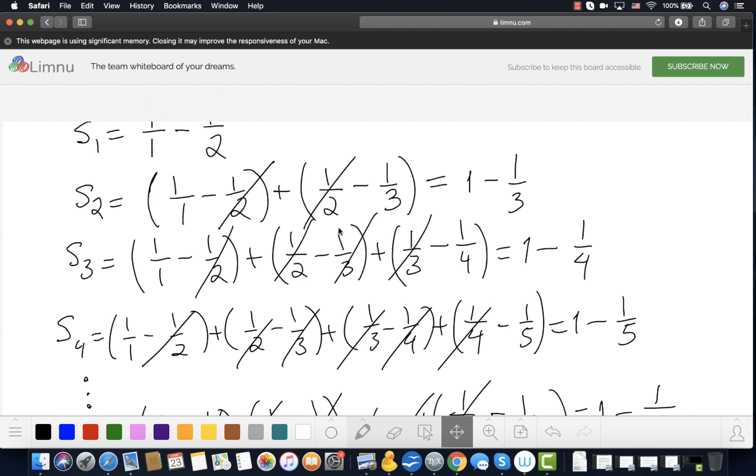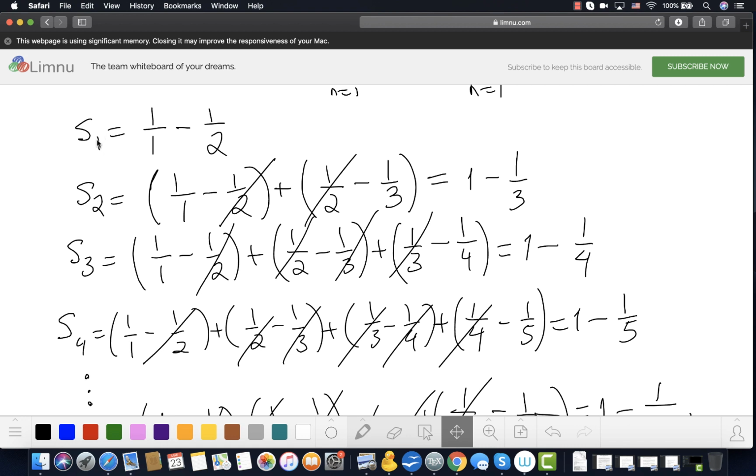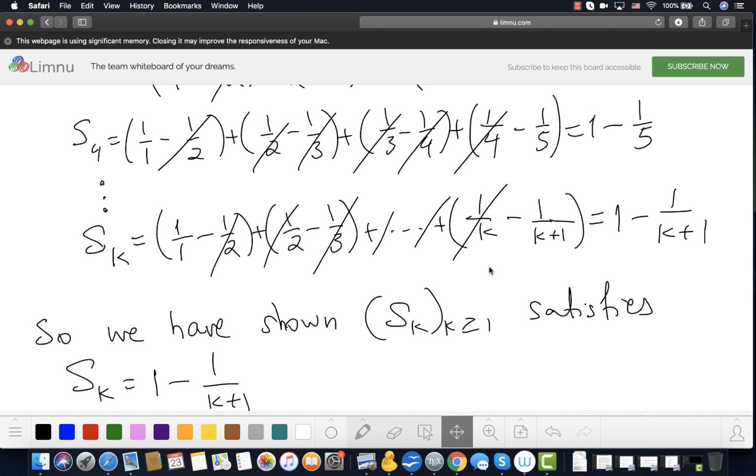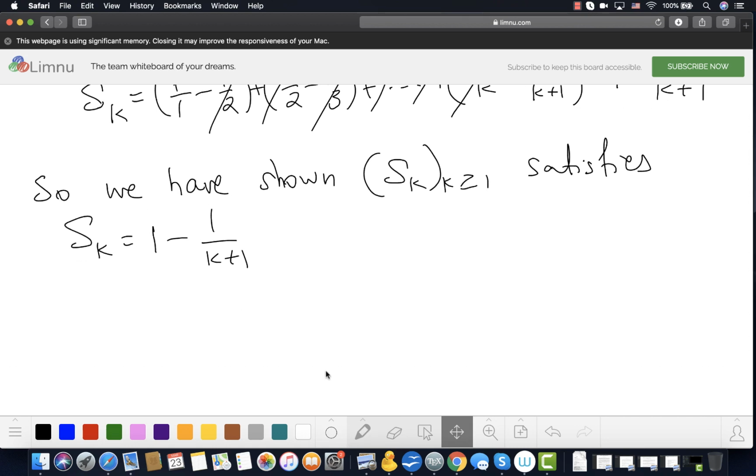So we already saw the pattern here. When you have 1 here, you get 1 minus 1/2. For S2, we get 1 minus 1/3. For S3, we get 1 minus 1/4. For S4, we get 1 minus 1/5. So this number is always 1 more than the index. So that's why S sub k is 1 minus 1 divided by k plus 1. And this is a very nice sequence.